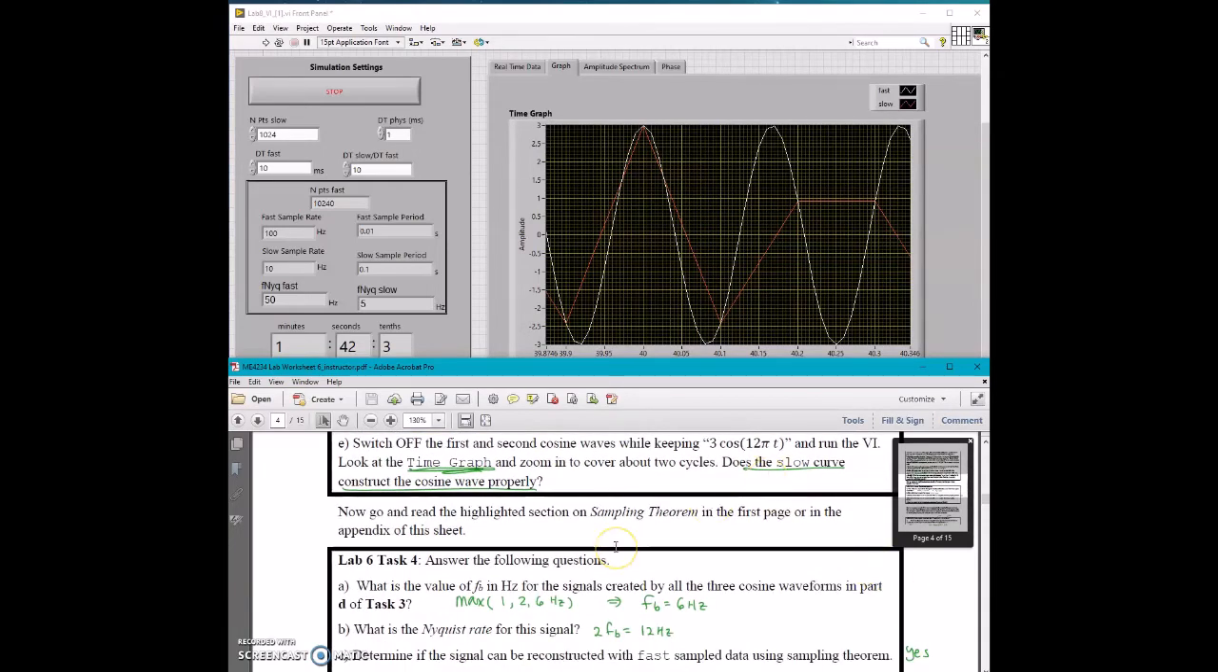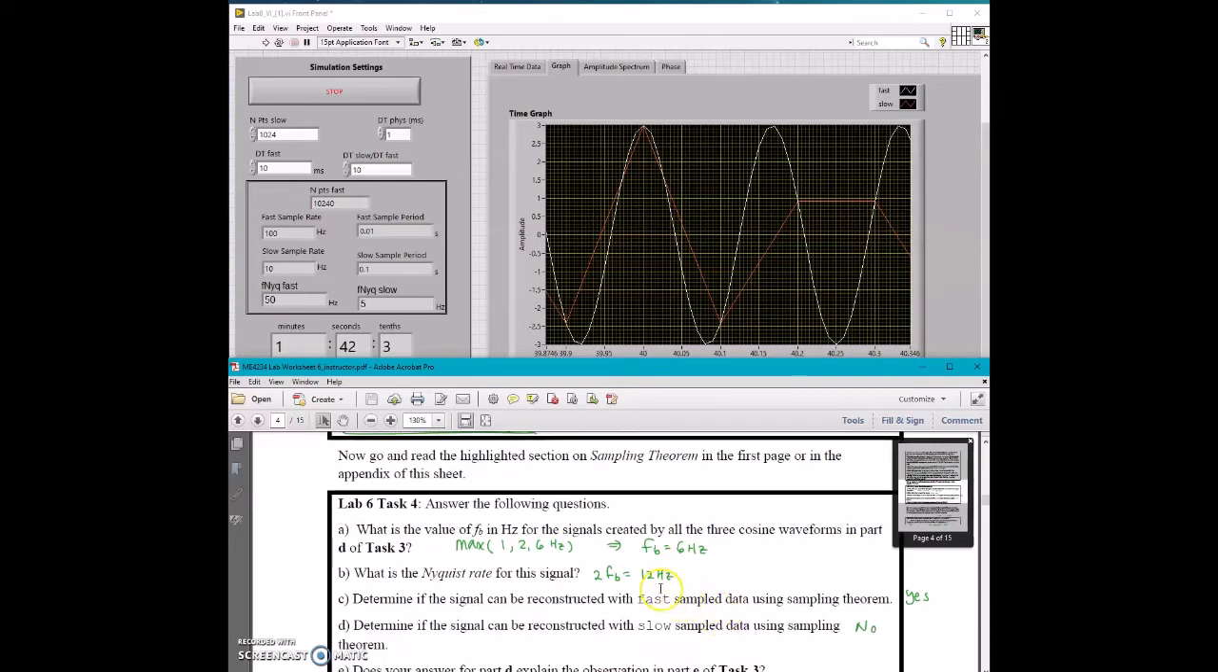Task 4 says, A, what is the value of FB, a single value, in Hertz for the signals created by all of the 3 cosine waveforms? Well, you have to pick the highest one, the most difficult one to capture, which is 6 Hz. So FB is 6 Hz. And what is the Nyquist rate for the signal? It's twice the FB, which is 12 Hz, or 12 samples per second.